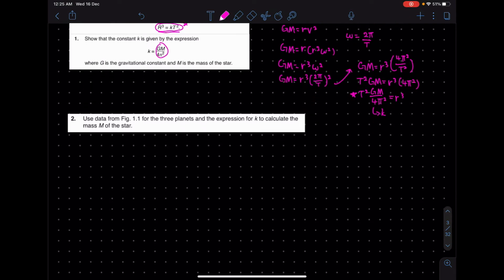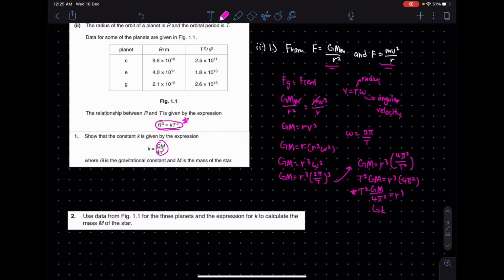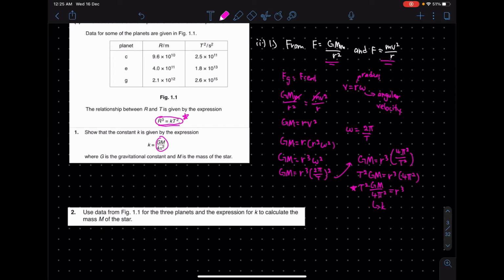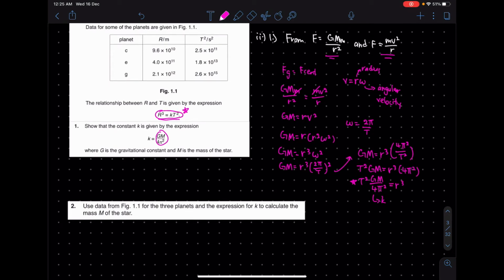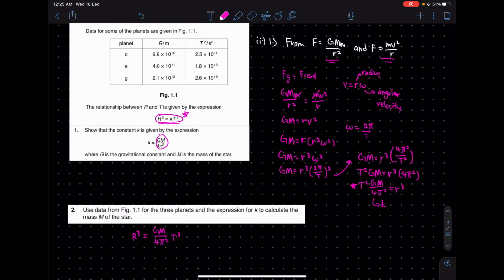So we move on to the second question. The question wants us to use the data from the table for the 3 planets and the expression for k to calculate the mass of the star. So now we have to calculate the mass of the star. Let me bring over the expression. k is equal to GM over 4 pi squared, times t squared. To find the mass of the star, we can just substitute these inside easily, and we can find the answer.